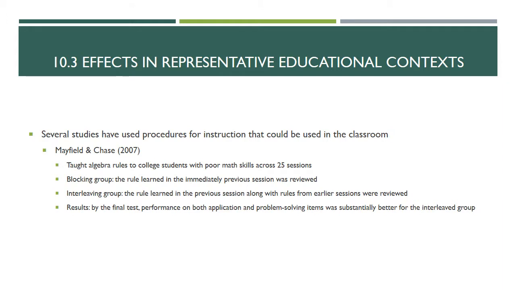Several studies have used procedures for instruction that could be used in the classroom. One major study was done by Mayfield and Chase. College students with poor math skills were taught algebra rules across 25 sessions. The blocking group reviewed the rule learned in the immediately previous session only. The interleaving group reviewed the rule learned in the previous session, along with rules from earlier sessions. The results were that on the final test, performance on both application and problem-solving items were substantially better for the interleaved group.